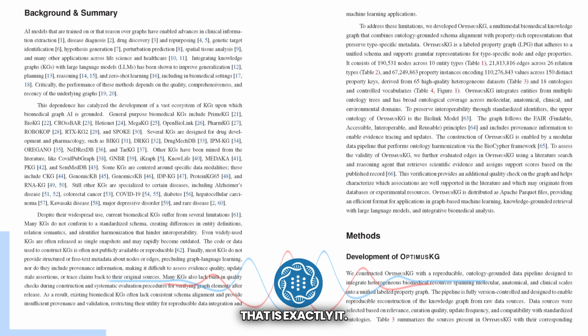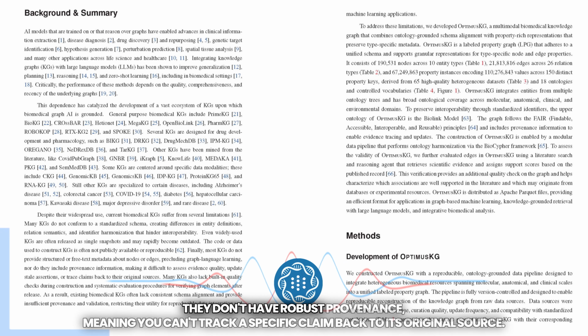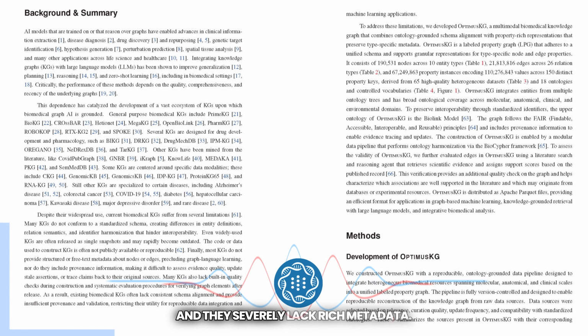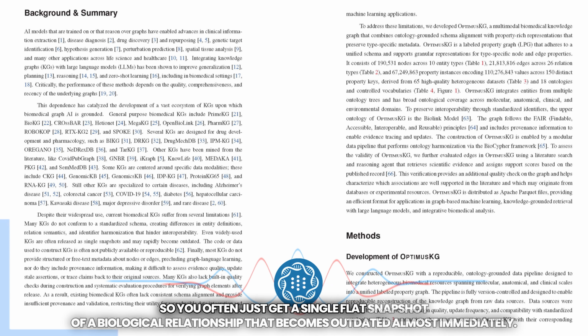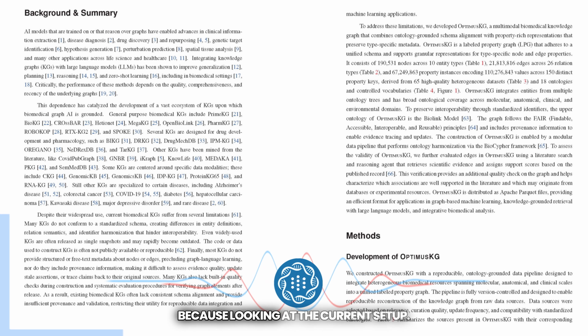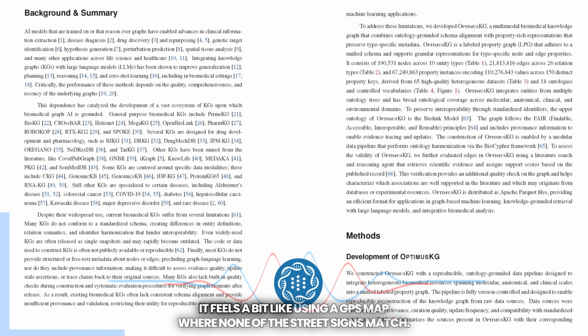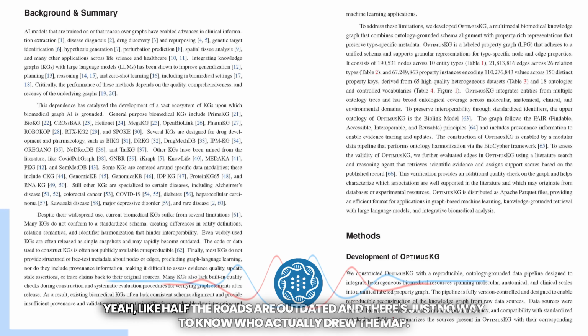That is exactly it. Current KGs lack standardized schemas. They don't have robust provenance, meaning you can't track a specific claim back to its original source. And they severely lack rich metadata. So you often just get a single flat snapshot of a biological relationship that becomes outdated almost immediately. Let's unpack this for a second, because it feels a bit like using a GPS map where none of the street signs match. Yeah, like half the roads are outdated and there's no way to know who actually drew the map.